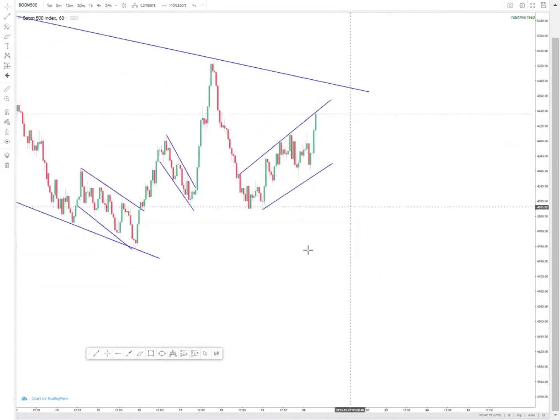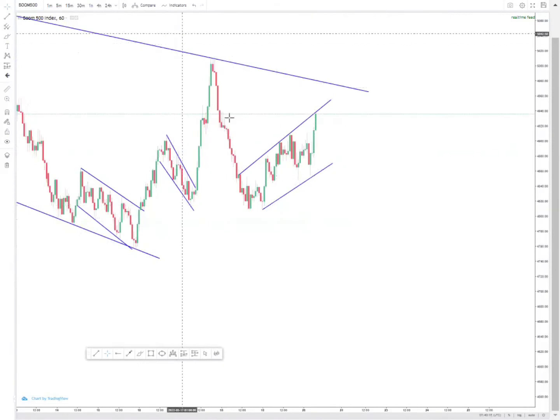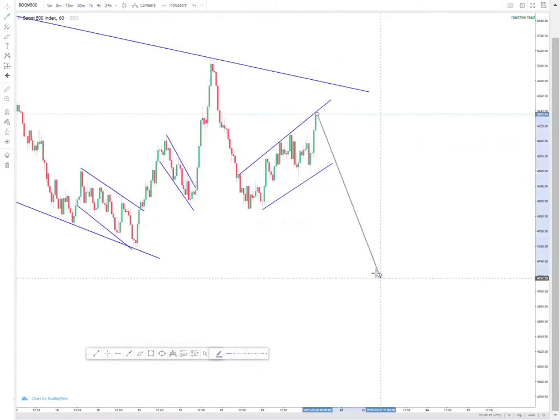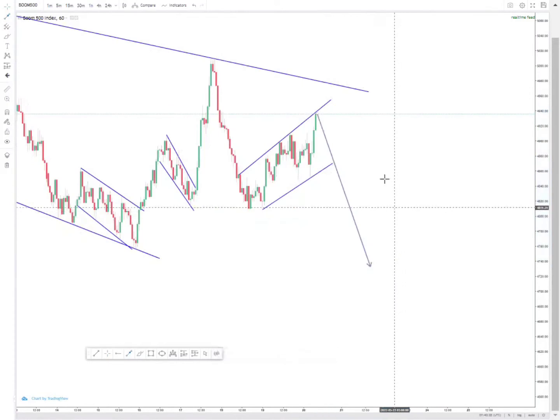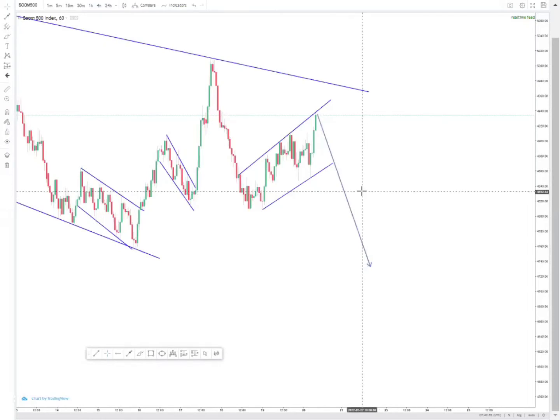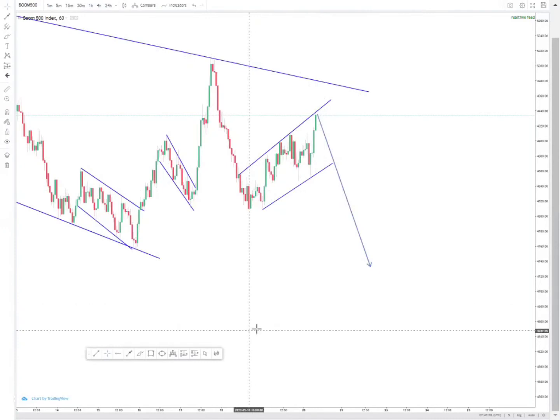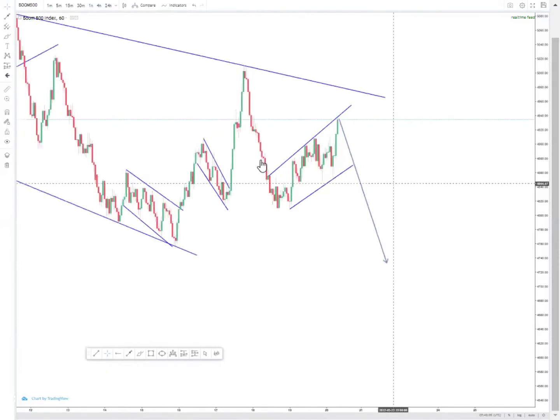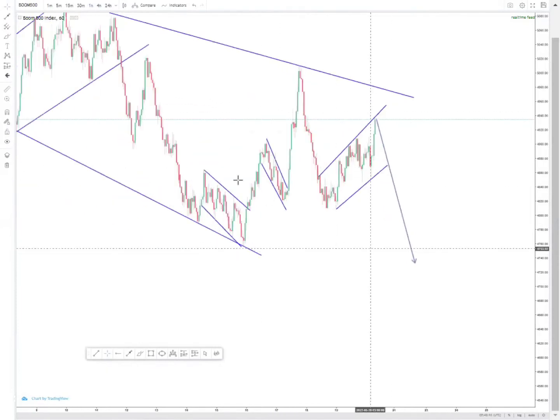After this correction, you can see that we had this big impulse to the downside, which means the next thing that we're expecting is an impulse to the downside. So after this correction, we are expecting an impulse to the downside. This is simple, guys.